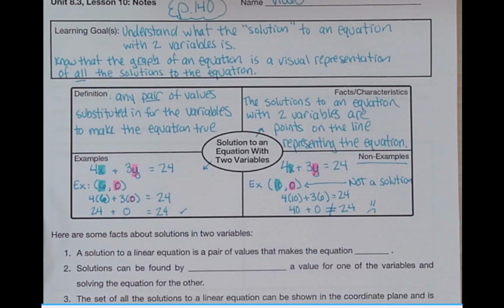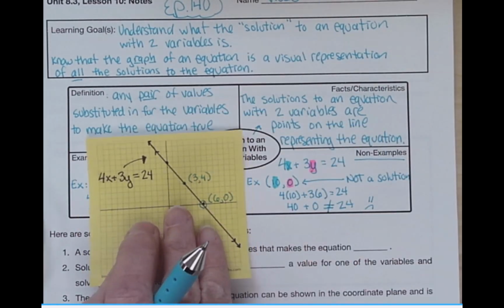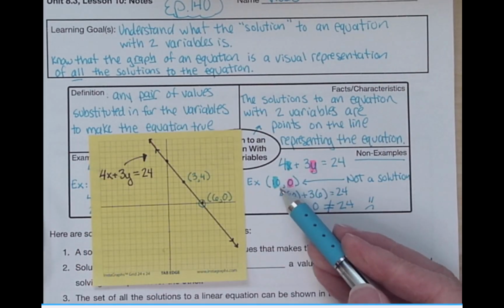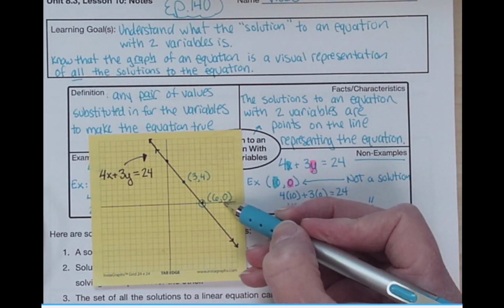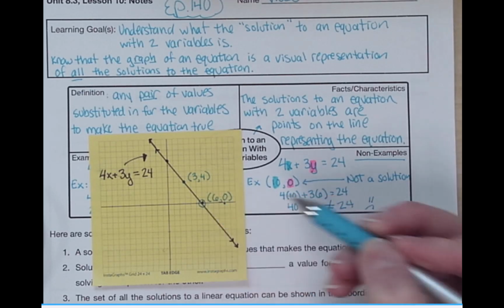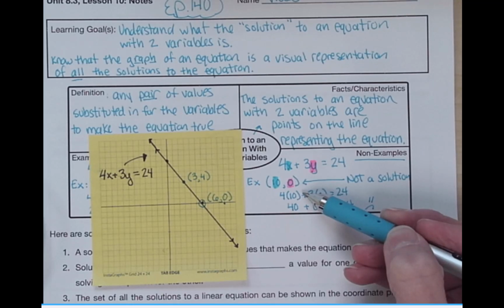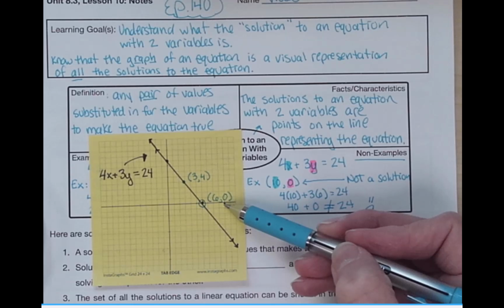And going back to our graph, let me scooch it over. If I were to look at the point (10, 0), (10, 0) is right here. And clearly it's not on the line. So that's two ways I can tell if something is a solution. It makes the equation true and it sits on the line. Or it isn't a solution. It doesn't make the equation true and it doesn't sit on the line.